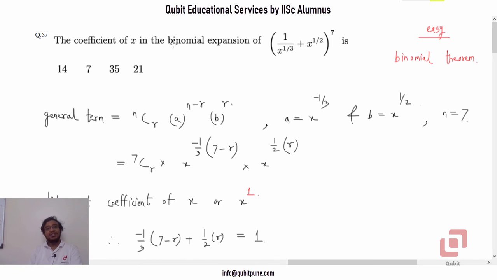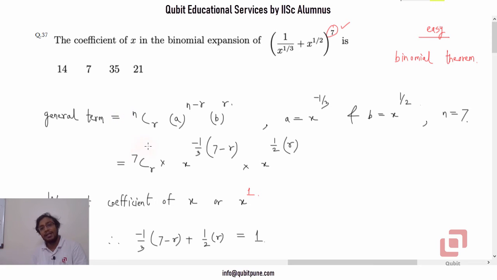Let's now go to question 37, which was another easy question from binomial theorem. The coefficient of x in the binomial expansion of (1 upon x raised to 1 upon 3 plus x raised to 1 upon 2) whole raised to 7 is 14, 7, 35, 21. You expect the coefficient to be a multiple of 7 because of 7 being the power, and all of them are multiples of 7. It's a very simple question. You have to first recognize the general term here.